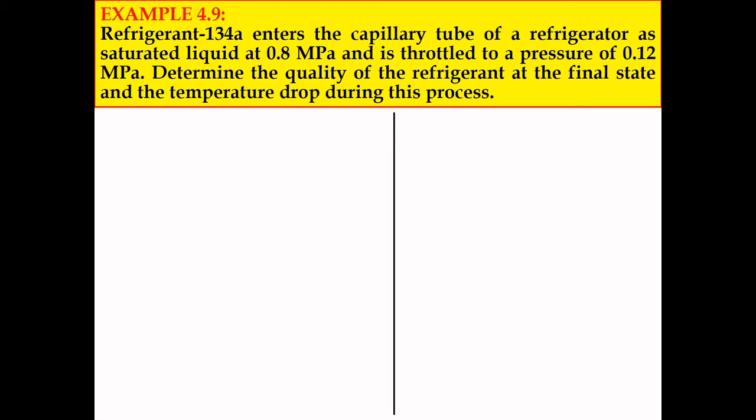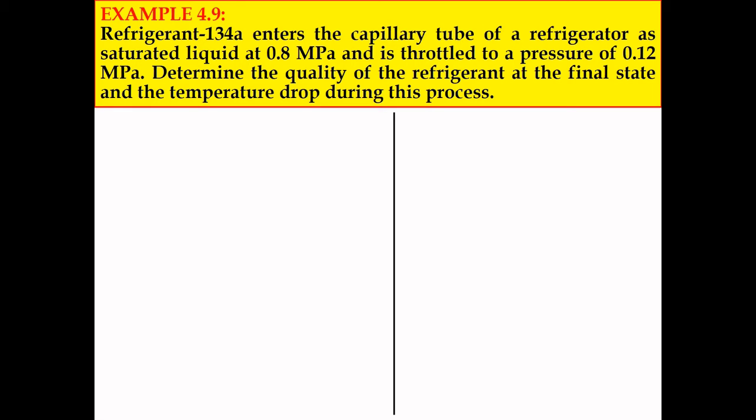Example 4.9. Refrigerant 134a enters the capillary tube of a refrigerator as saturated liquid at 0.8 megapascal and is throttled to a pressure of 0.12 megapascal. Determine the quality of the refrigerant at the final state and the temperature drop during this process.